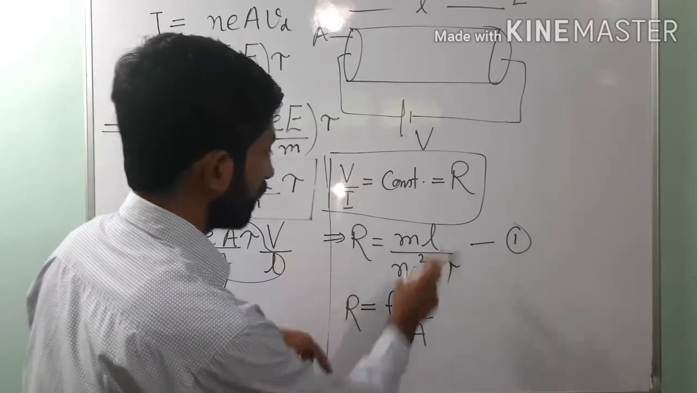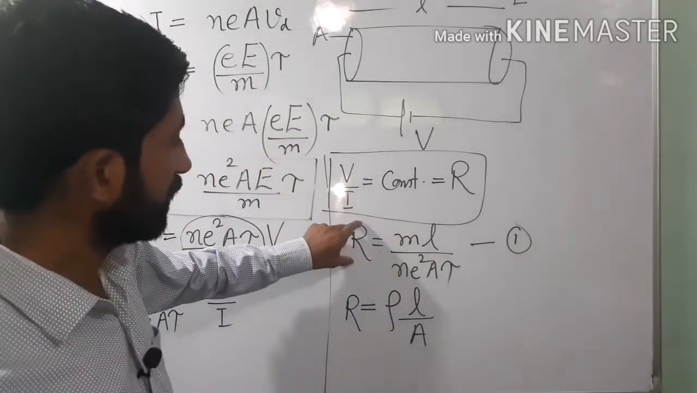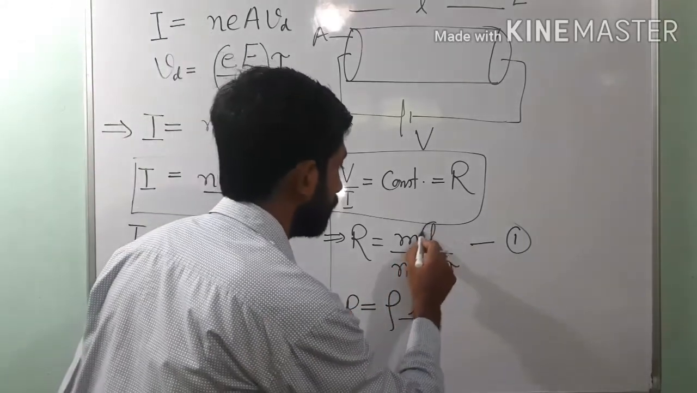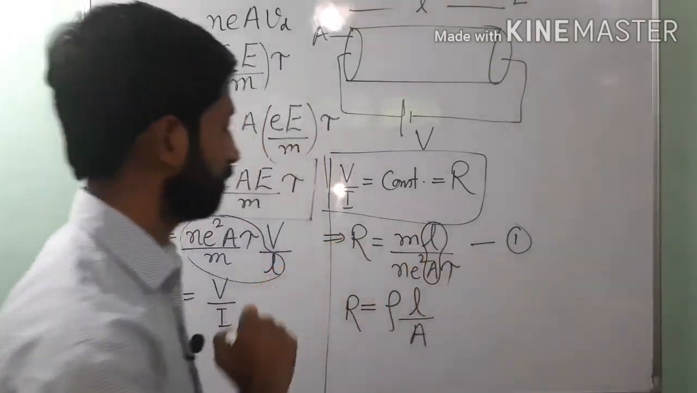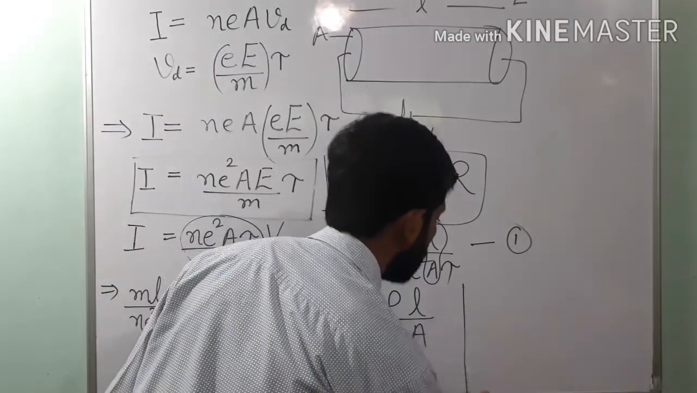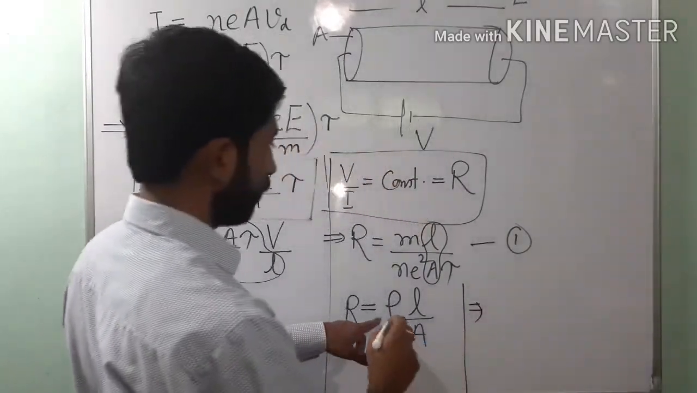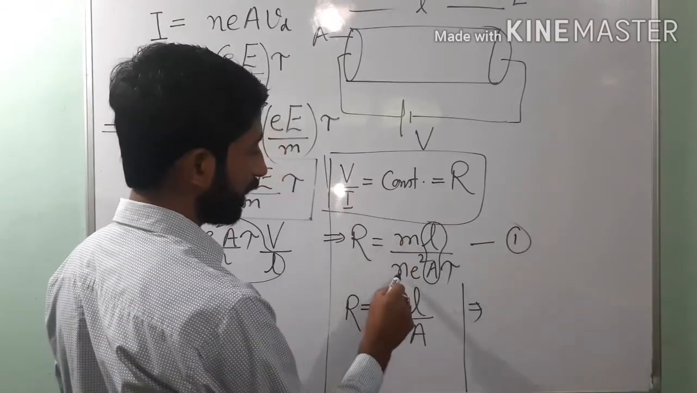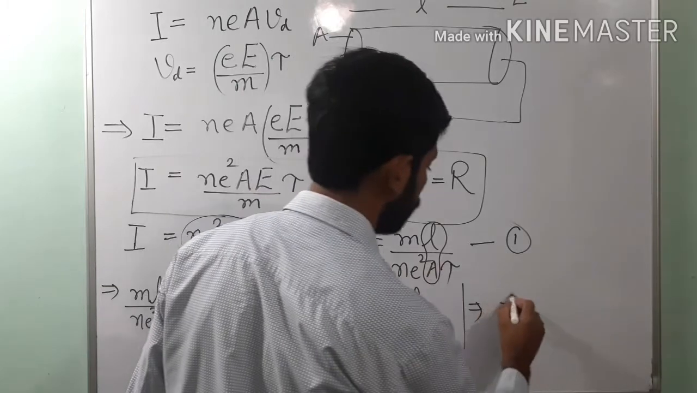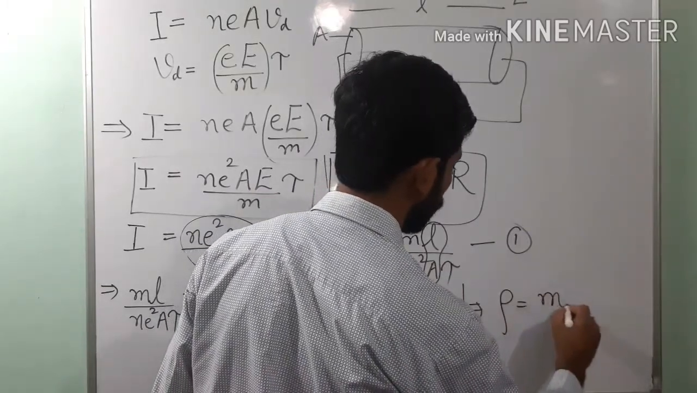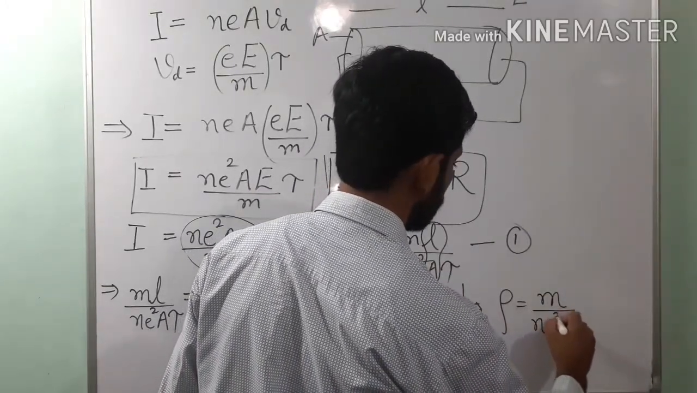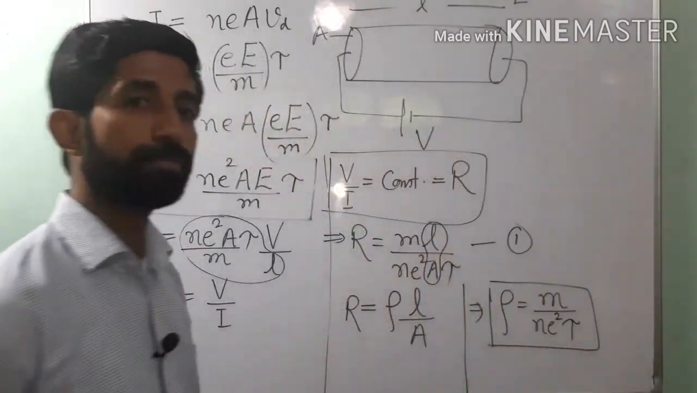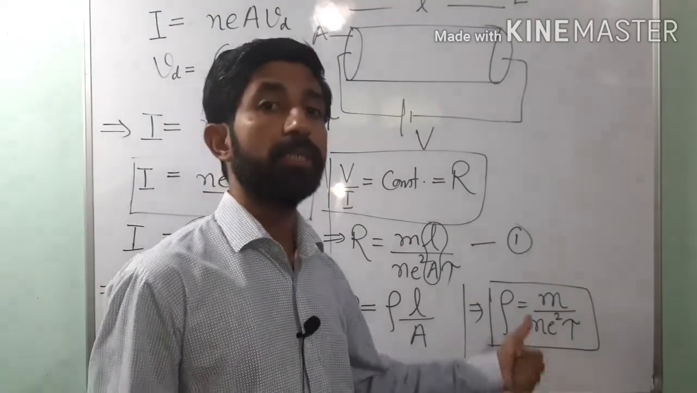So comparing, this is resistance and this is resistance. So what we get? Now see, this is L over A. So this is finally giving you rho is equal to m over n e square tau. So this is the expression for the resistivity.